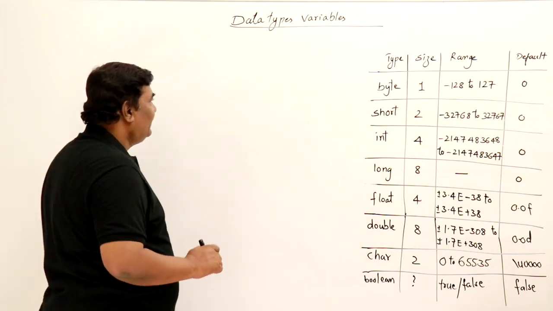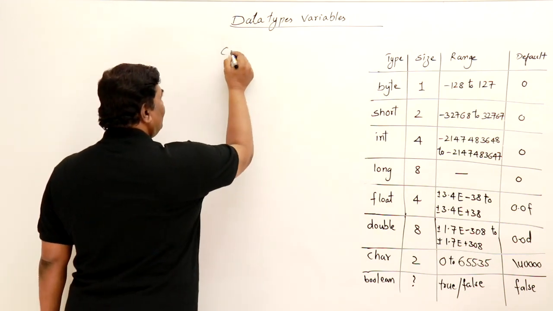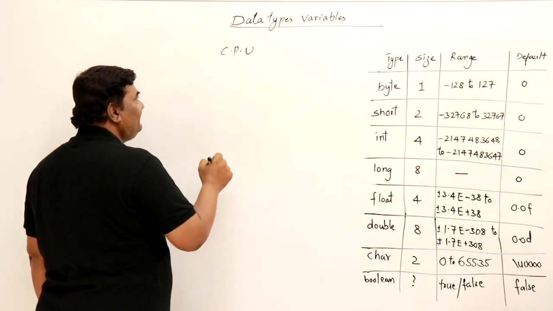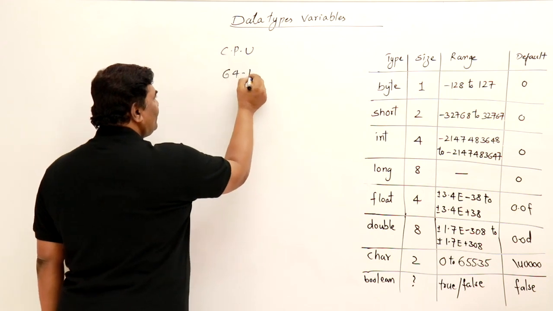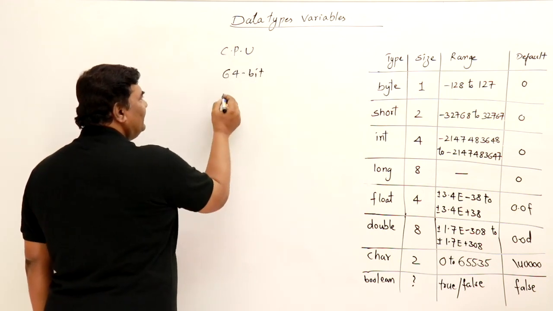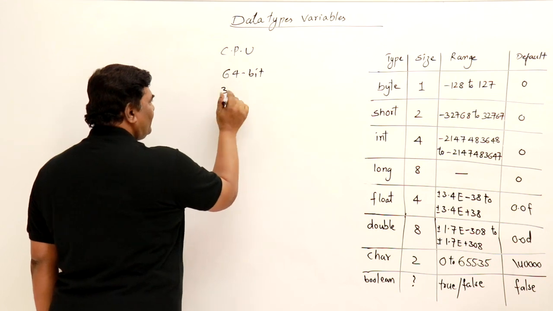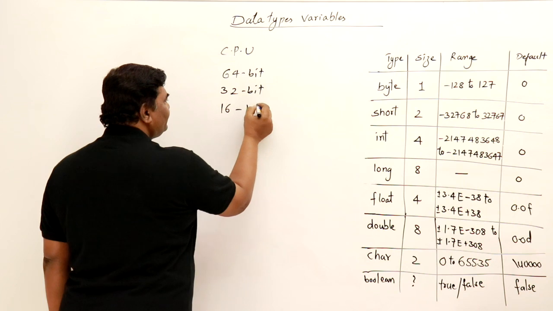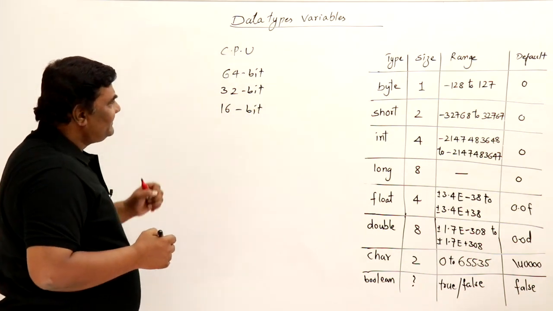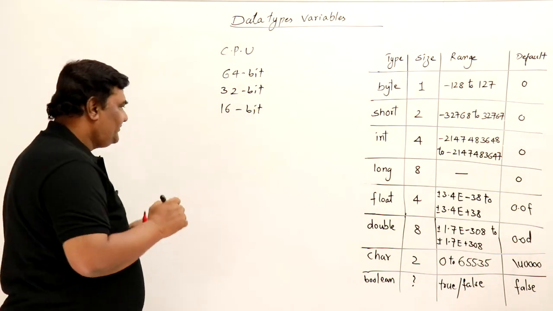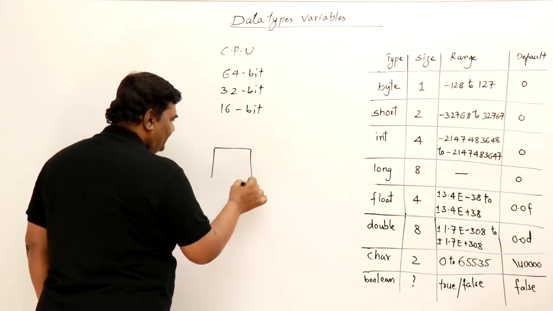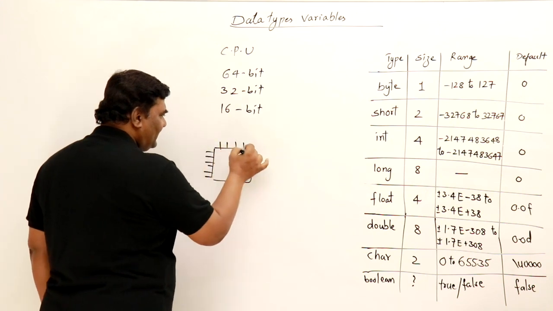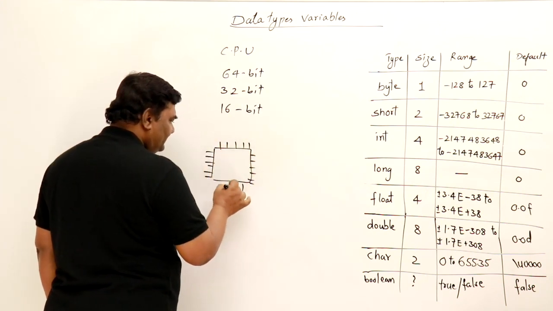Let us understand this. If we talk about the hardware or the CPU, that is processors, presently we are using 64-bit processors. Earlier we had 32-bit processors, and before that we used to have 16-bit processors. So what is this bit size of a processor? If this is a microprocessor chip, and if you have seen this picture, it has a whole set of legs on it.